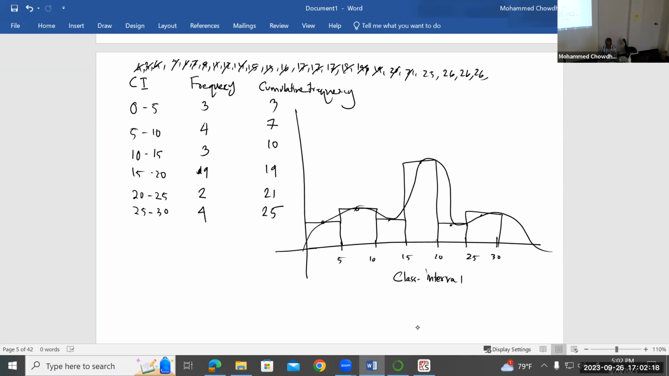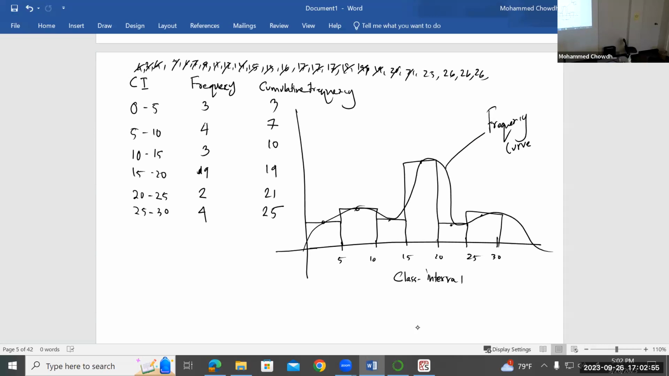Understand? And the curve that I have added is called the frequency curve. This curve is called the frequency curve because that curve is obtained from the frequency. The top middle point of each bar is connected by a line. So that is why this curve is called the frequency curve.